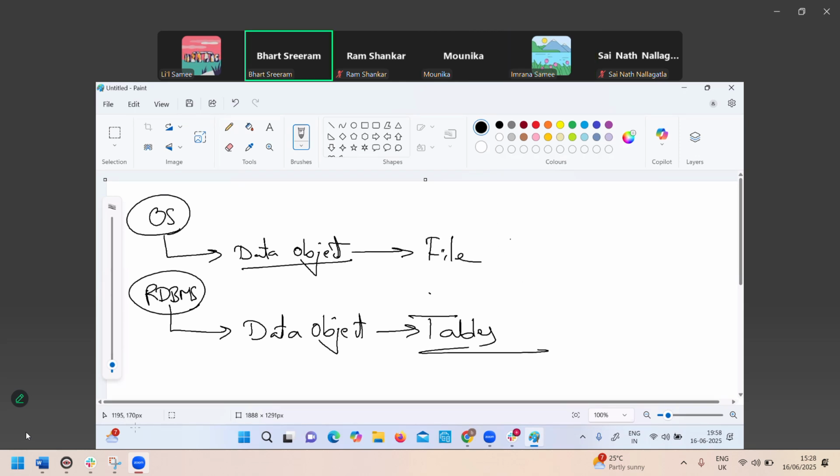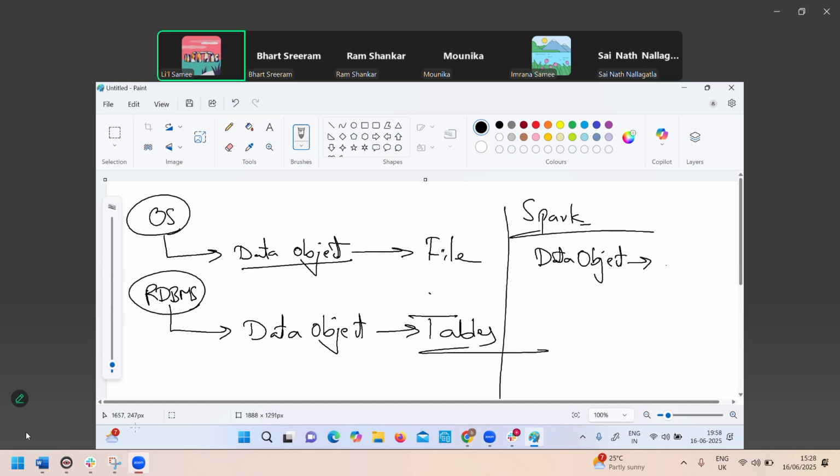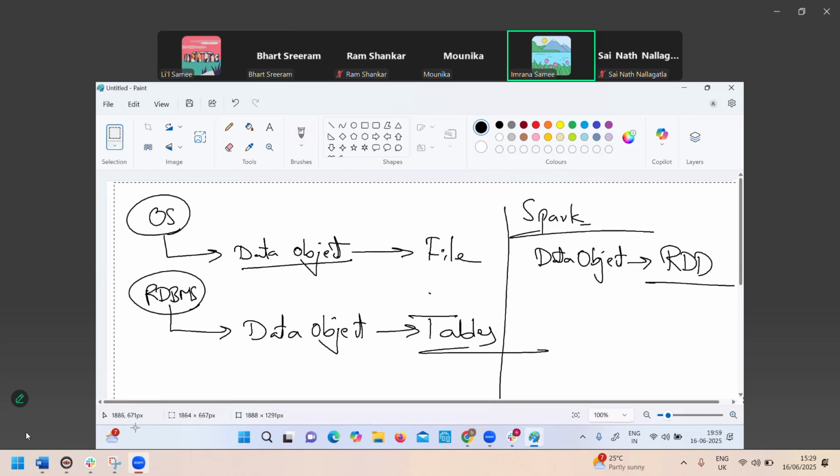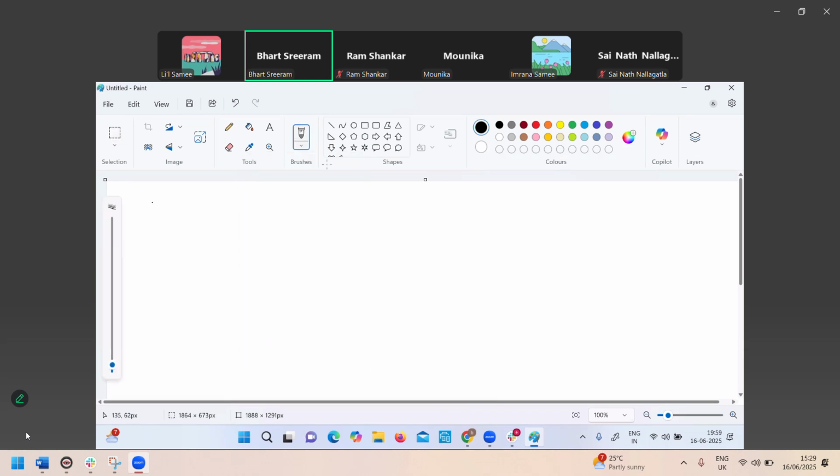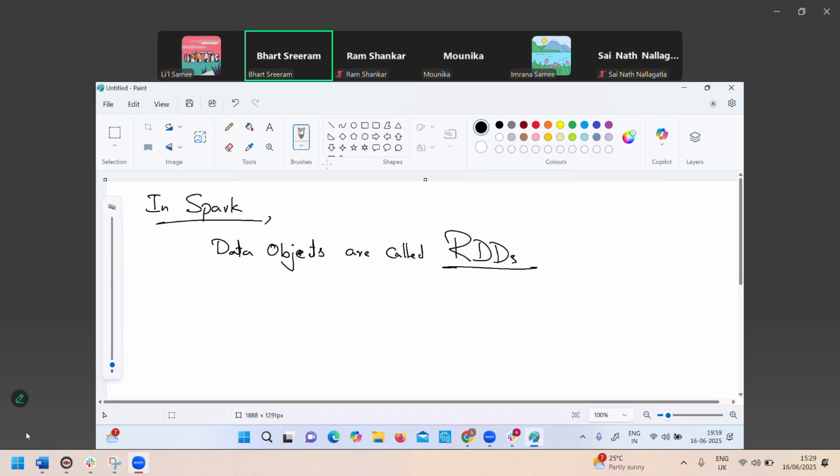Same thing. If the thing is Spark, what is the data object? Partitions. I told you one name: RDD. Understand? So what I wanted to say is, in Spark, data objects are called RDDs. What is the full form of it? Already told you. Resilient.